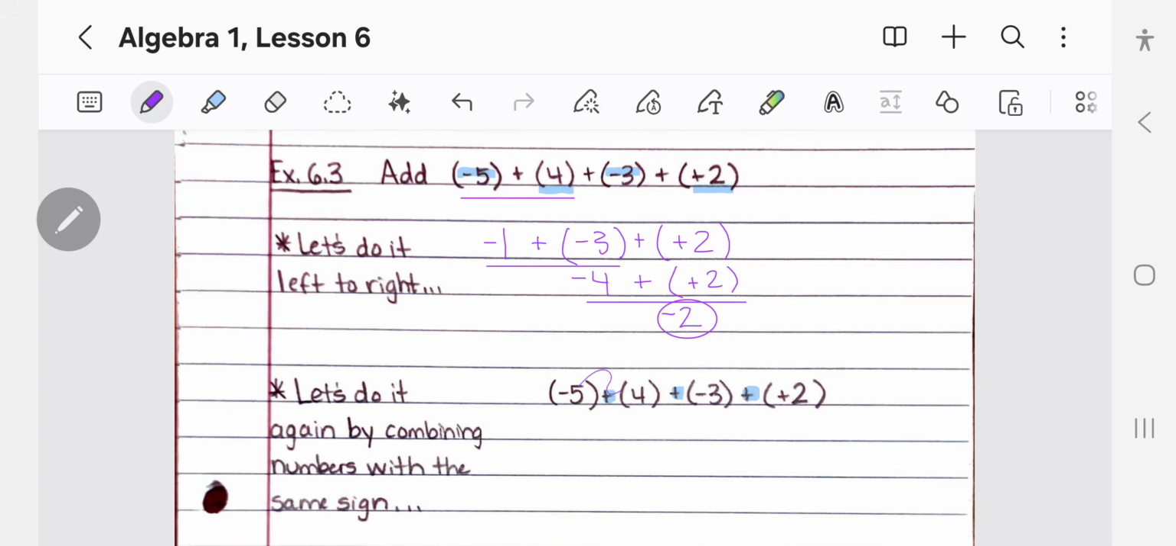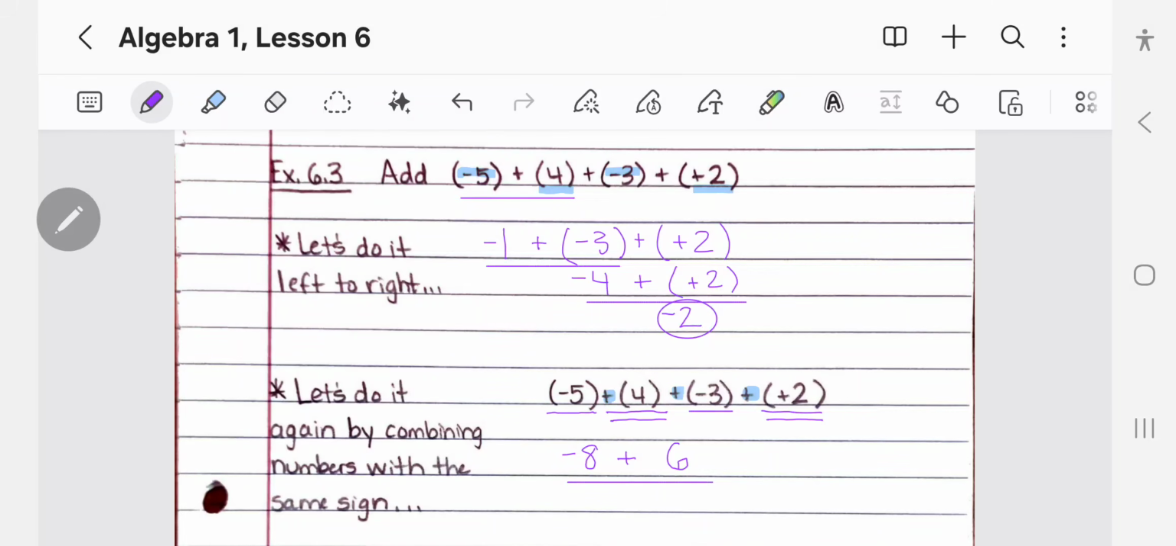It's okay to add them out of order. One way I like to do these is to put my negatives together. Negative 5 plus negative 3 is negative 8. The signs are the same, so we added their absolute values and kept the same sign. Then I go over and I put my positives together and put a plus sign between them. Positive 4 plus positive 2, they're the same sign, so I add their absolute values and get 6 and keep the same sign.